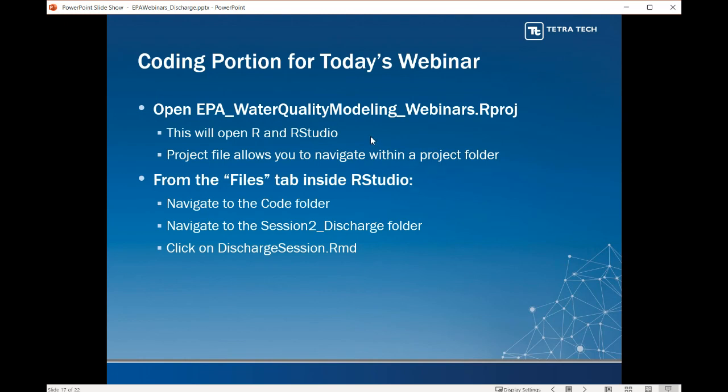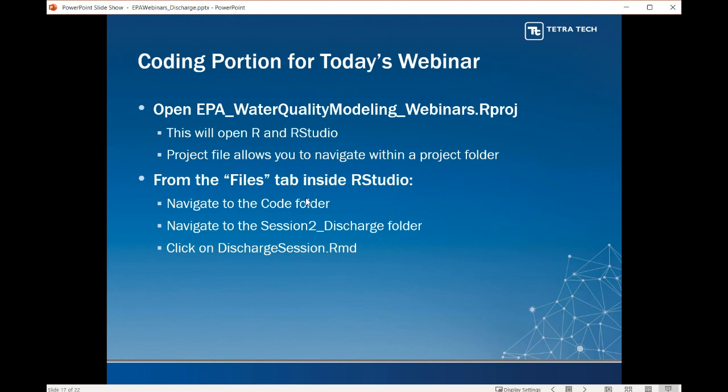So to access the coding portion for today's webinar, which I'll bounce to in a moment, you are going to open the file that's called EPA Water Quality Modeling Webinars.rproj. This is an R project file. This will open both R and RStudio, so your window where we're going to be working will open. And then within the project file, this will allow you to navigate within a project folder. So I'll show you what that looks like in a moment.